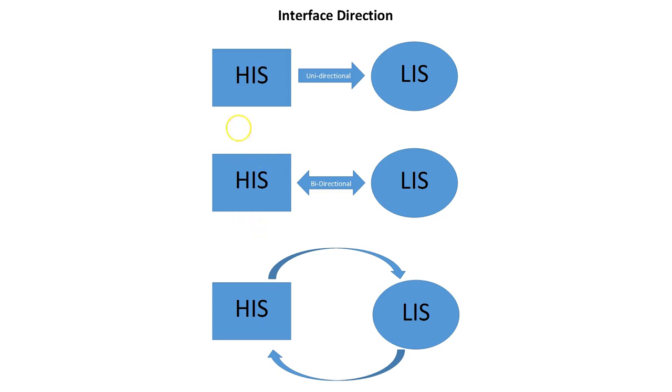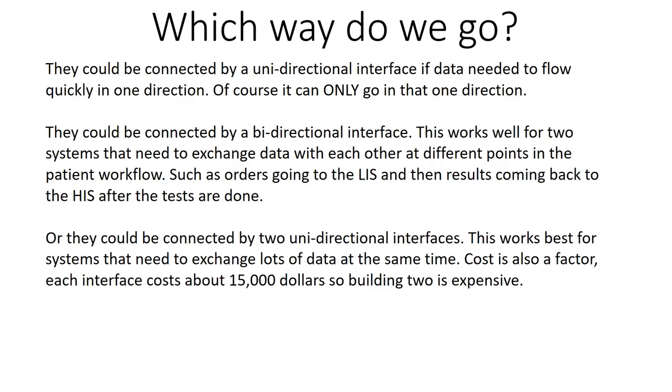Or you might use two unidirectional interfaces, with one going this way and one going that way. And then you can get that circular flow where things can be flowing on this unidirectional interface and things can be flowing on that unidirectional interface, and they can flow both directions at the same time. You just got to have two unidirectional interfaces. So again, they could be connected by a unidirectional interface if data needed to flow only in one direction. Now remember, it can only go in that direction.